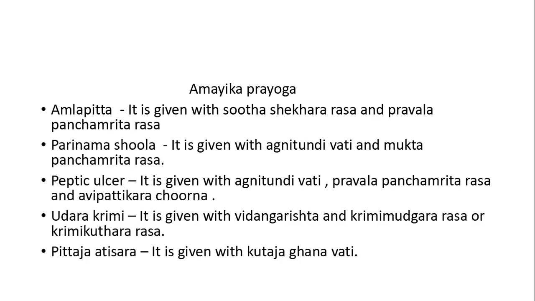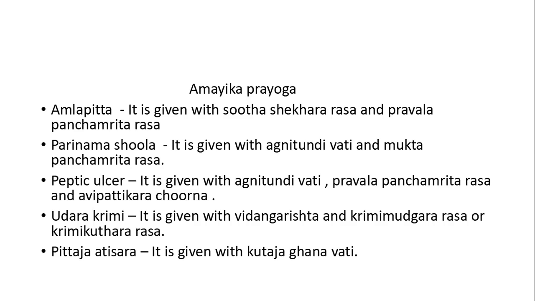There is an Amayika Prayoga. Patoladi kashaya is given in amla pitta with Sutashekhar rasa and Pravala Panchamrita rasa. In Parinama shola, it is given with Agnitundivati and Mukta Panchamrita rasa. In peptic ulcer, it is given with Agnitundivati, Pravala Panchamrita rasa, and Avipattikara churna. In Udarakrimi, it is given with Vidangarishta and Krimimudgara rasa or Krimikuthara rasa.